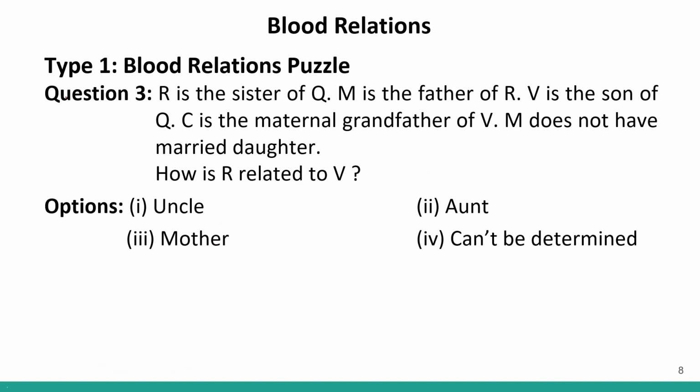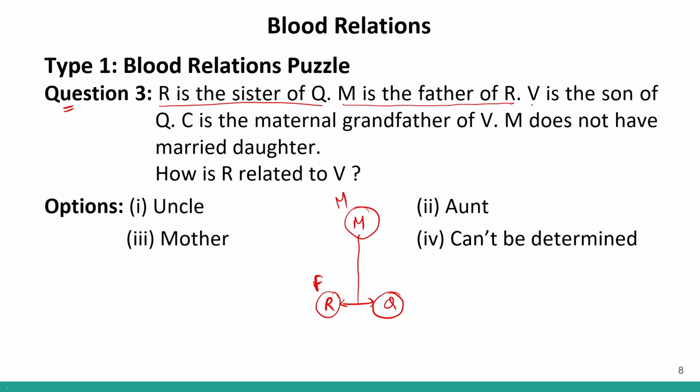Now, coming to question number 3. Question number 3 says, R is the sister of Q. So Q's gender is unknown. R is female. This much we can derive. Okay? M is the father of R. So that means M would be a parent of both R and Q. And M is the father, so M will be male.